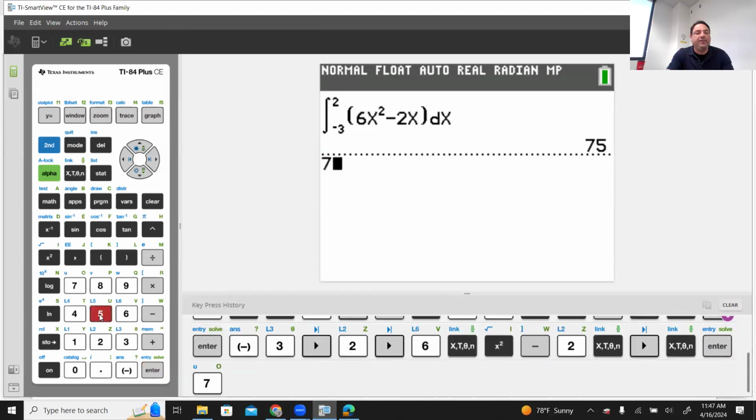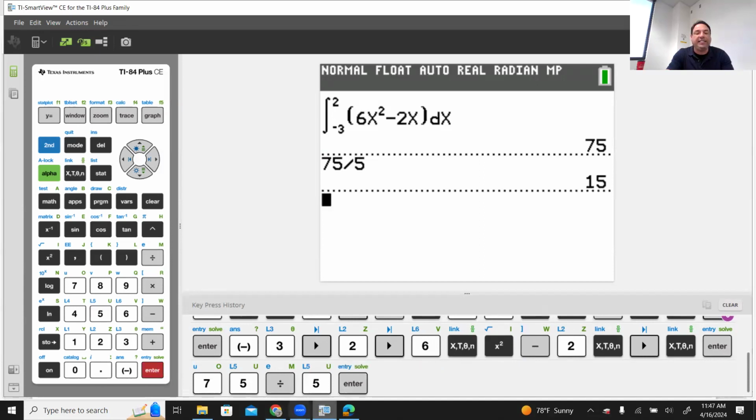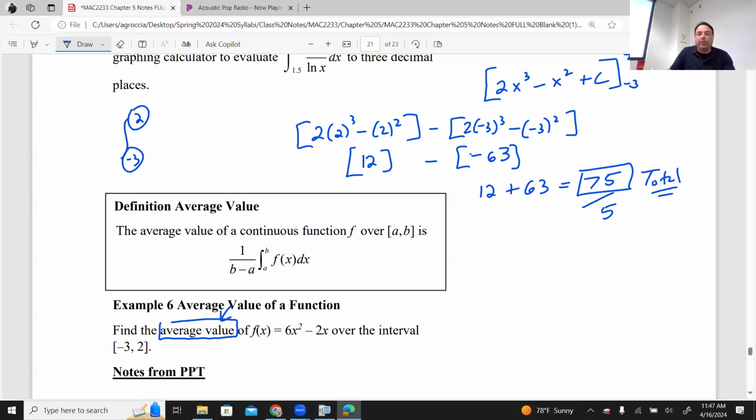So 75 divided by 5, and you would find the average of 15. Now, again, this is not a word problem, but this would be like 15 per year, per month, whatever it is. But this would be the average. So all we're really learning is, if it has the word average at the end, you divide by the interval.